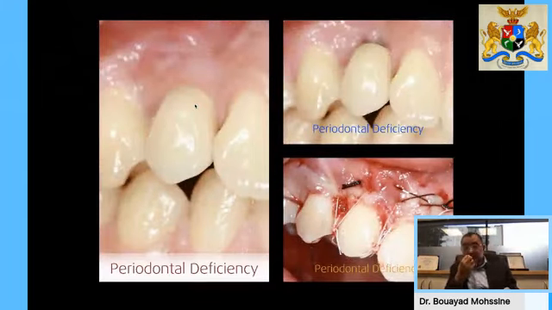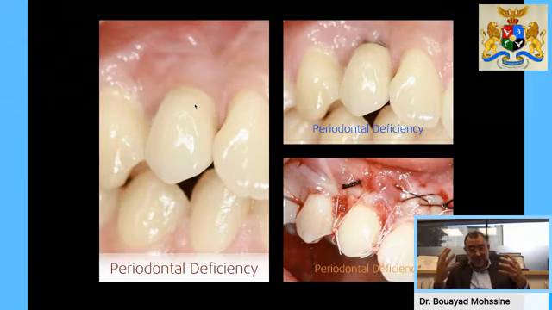When we have to change this soft tissue, you have to graft a soft tissue around the crown with connective tissue. In this case, we take a palatal connective tissue and graft it around the crown.